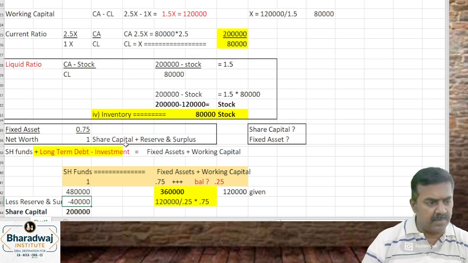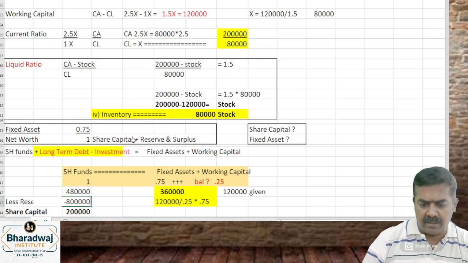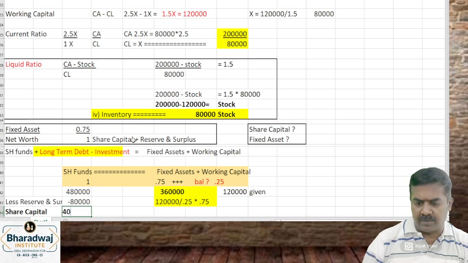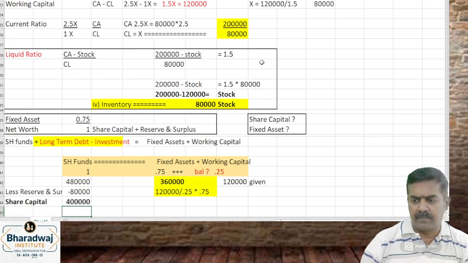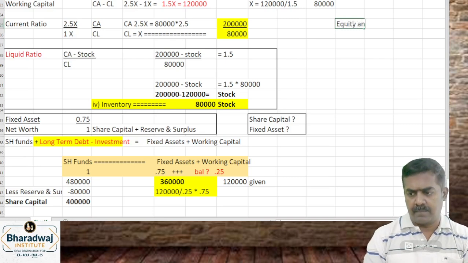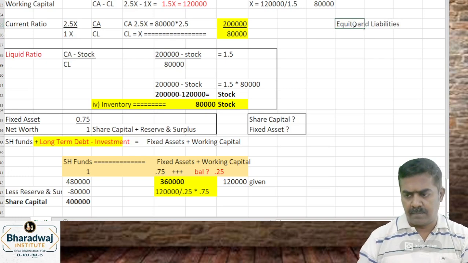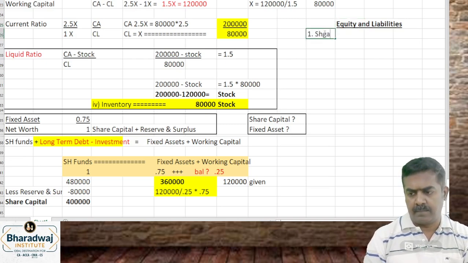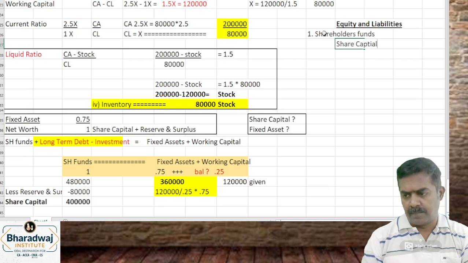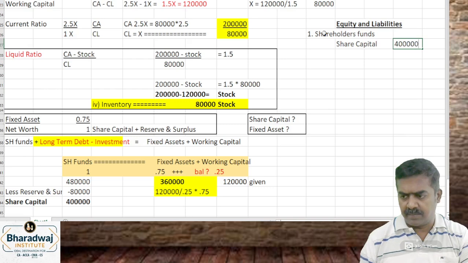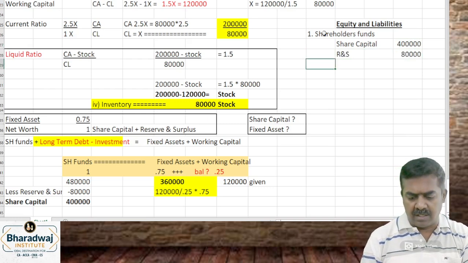That includes reserves and surplus. What is reserves and surplus? 80,000. The balance 4 lakhs will be share capital. What is the share capital? 4 lakhs. Reserves and surplus 80,000. No non-current liability, etc.